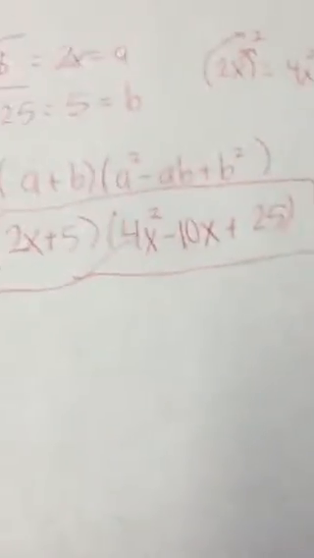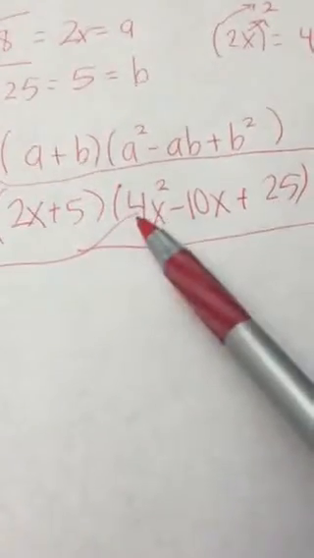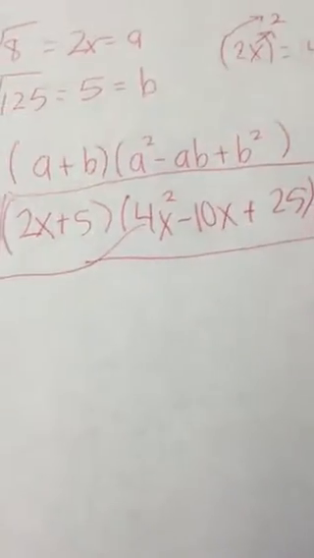Oh wow, sorry, let me zoom out. You guys, sorry, this video is horrible, but hopefully it will help. So the factored form is 2x plus 5 times 4x squared minus 10x plus 25.